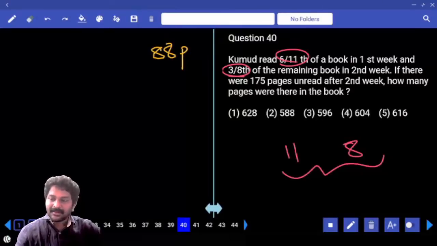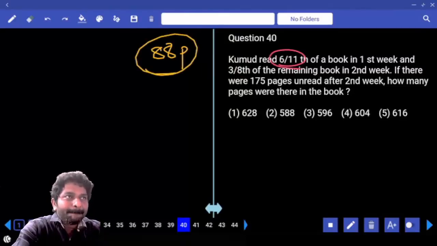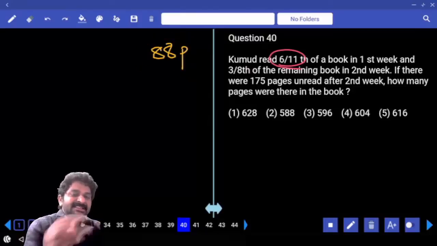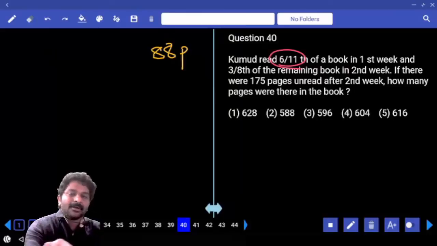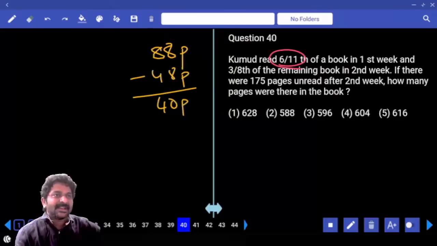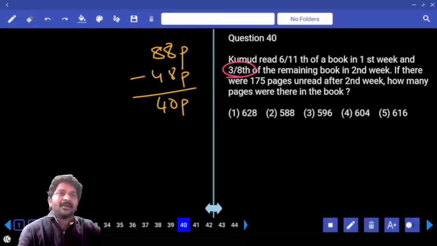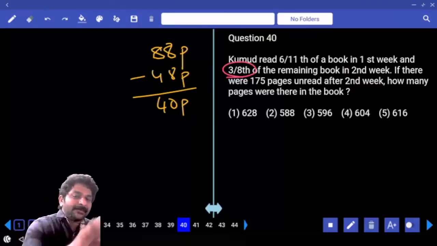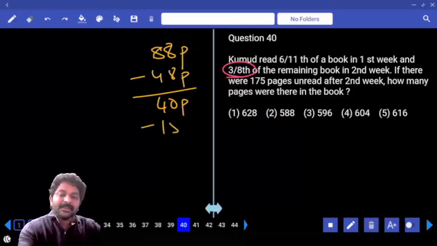Okay, now? Right. So now, first week, 6/11 pages were read. What is 1/11 of total? 8. 6/11 in the sense 6 into 8 only. That is 48 pages are over. Now how many are left? 40 parts. Correct. On second week, 3/8 were read, right? What is 1/8 of 40? 5. 3/8 in the sense 3 into 5, 15. Then how many are left?